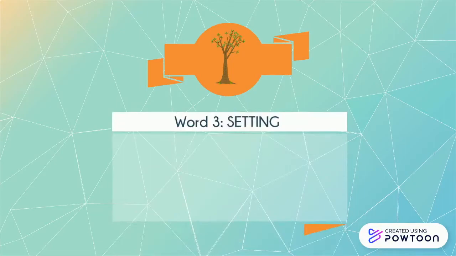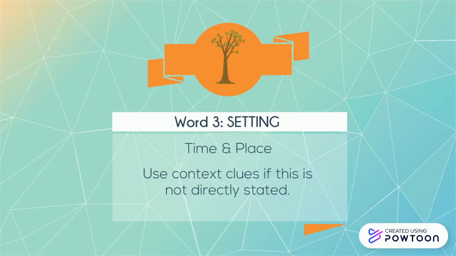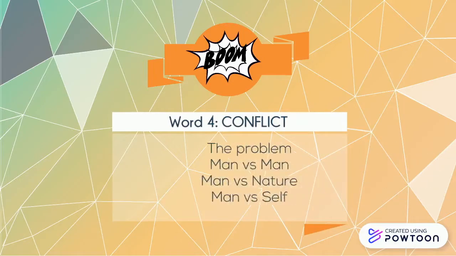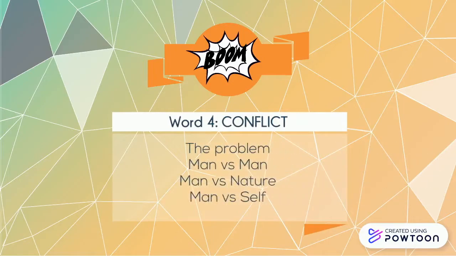Third word is setting. Time and place is the setting, and if the setting is not directly stated, you can find it through context clues. Fourth word is conflict. This is the problem of the story: man versus man, man versus nature, and man versus self.